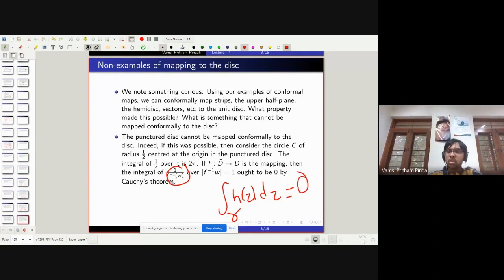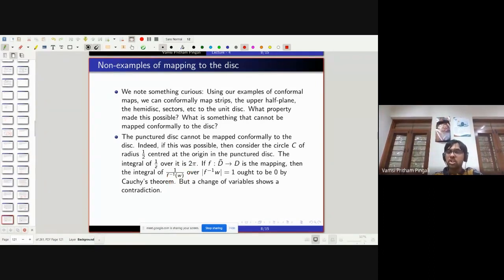But it is not 0, because if you use a change of variables to actually evaluate the integral, you will see that this answer and this answer should be the same, but one of these gives you 2 pi i, the other gives you 0. So that means that the problem is such a mapping does not exist. Okay? So the punctured disk cannot be mapped conformally to the unit disk.